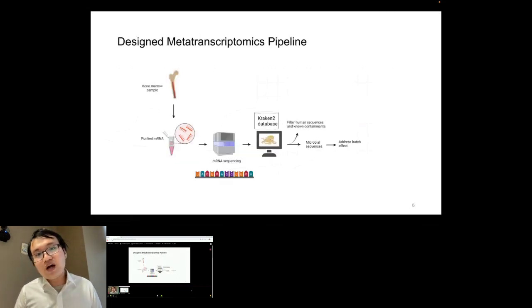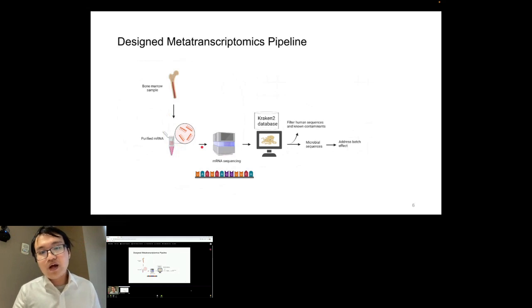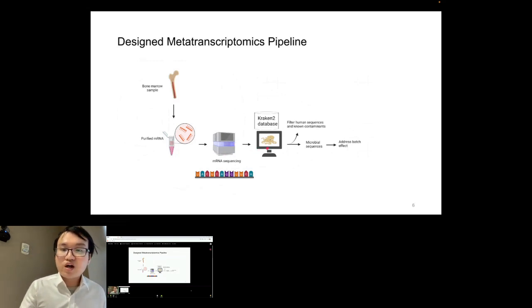Here I describe the pipeline that we designed. The first part of the figure describes the data collection process of the BEAT AML project, where they purify mRNA from bone marrow samples and subject it to sequencing. After we obtain the RNA sequencing data from the BEAT AML project, we search it against the Kraken2 database to filter out human sequences and known contaminants. With the remaining microbiome sequences, we process them to address any arising batch effect before preparing them for downstream analysis.